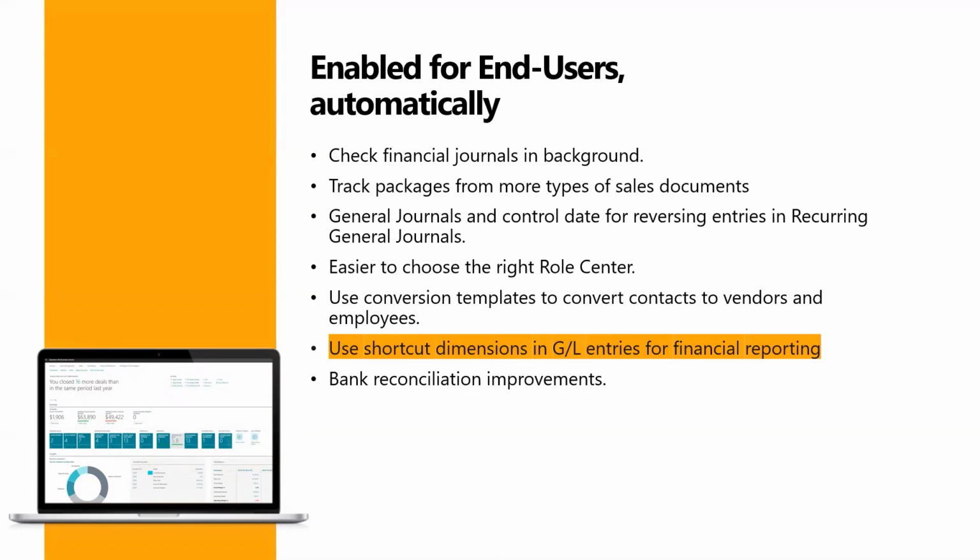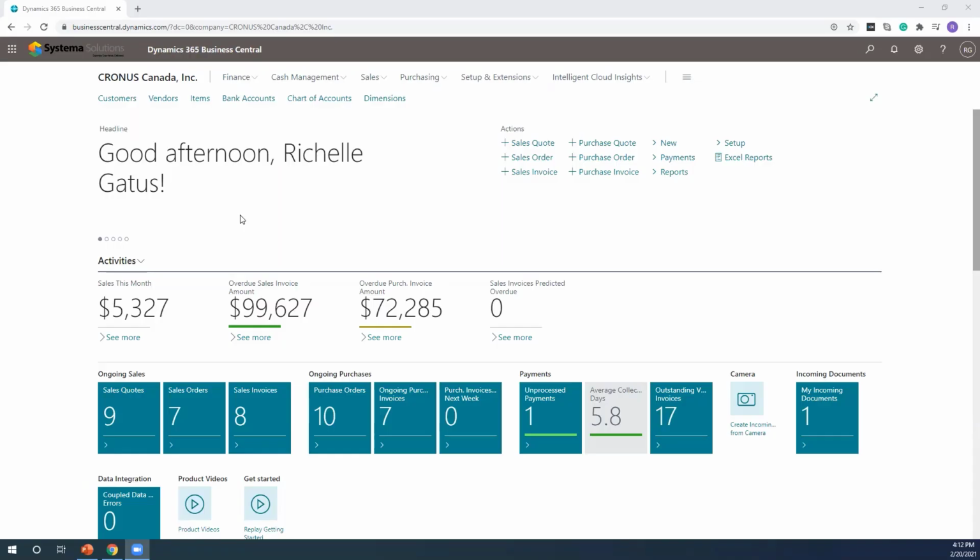So let's get started here. For demo purposes, I'm using the Kronos Canada demo database. As you can see, I added the Dimensions page in my role center. So let me start with adding a dimension.